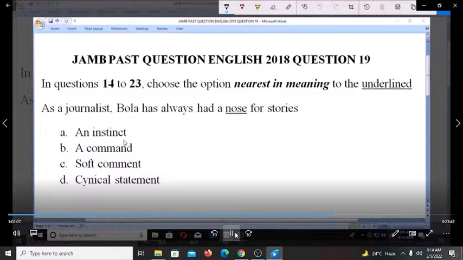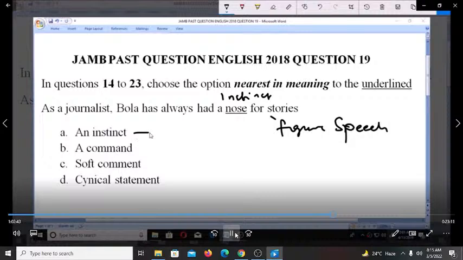But to throw more light on this, whenever you are having nearest in meaning or opposite in meaning, sometimes you are going to be having figures of speech. So it's not always that it has to be direct opposite, but we can be using figures of speech. Your ability to know the meaning of the figure of speech, you cannot compare it with the word that you have. So something like Bola has always had a nose for stories. It means that Bola has instinct. He has an instinct for stories. You understand?